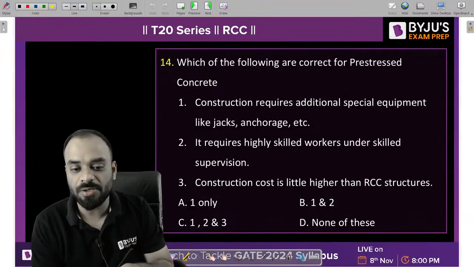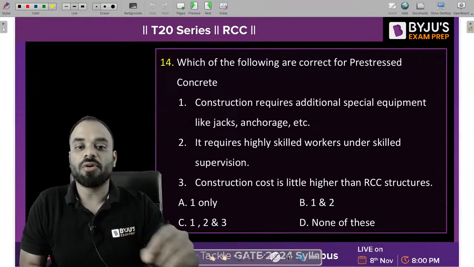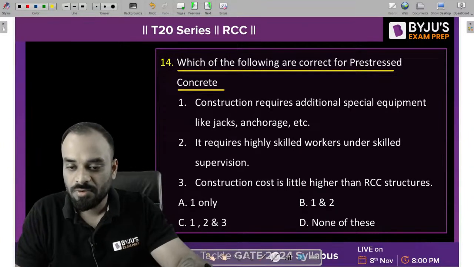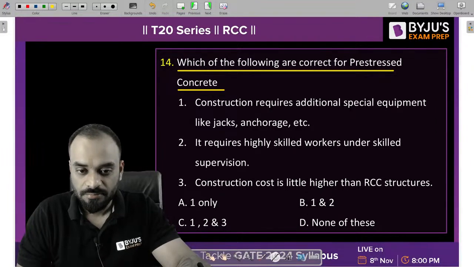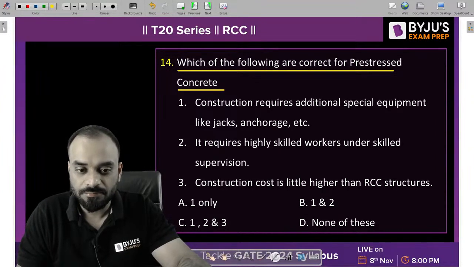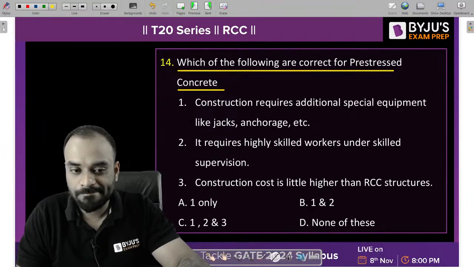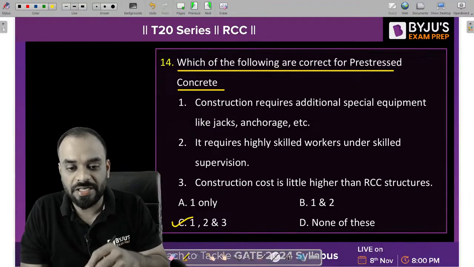A very simple question, guys. Directly answer you can put over here. Which of the following are correct for the pre-stressed concrete beam? Out of these three statements, which of the following statements are correct? See, all statements are correct. Very nice. All statements are correct.